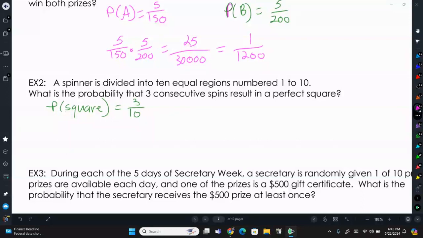Now it says, what's the probability that 3 consecutive spins result in perfect squares. So the probability of 1 is 3 out of 10, times the probability of landing on it again, 3 out of 10, times the probability of landing on it again, 3 out of 10. So 3 times 3 times 3 is 27 over 10 times 10 times 10, which is 1,000. So the probability of 3 spins in a row, all landing on perfect squares, is 27 out of 1,000.